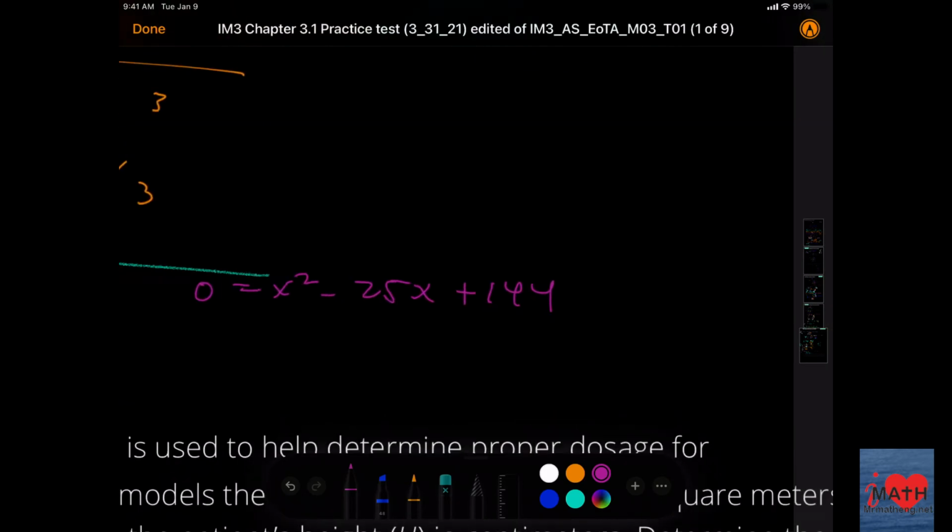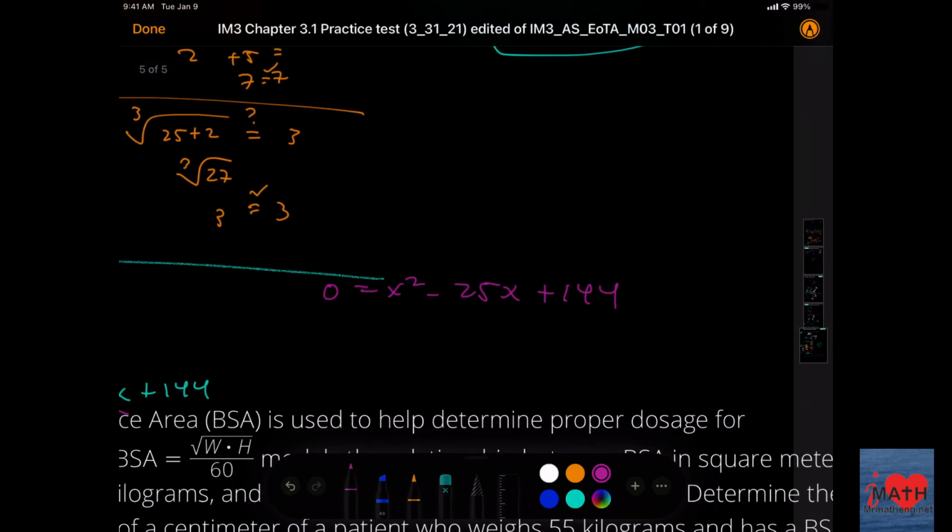All right, let's see if this is factorable. Remember a, b, and c? A times c is 144. My b value is negative 25. I'm going to write all the numbers on the side to help me visualize.